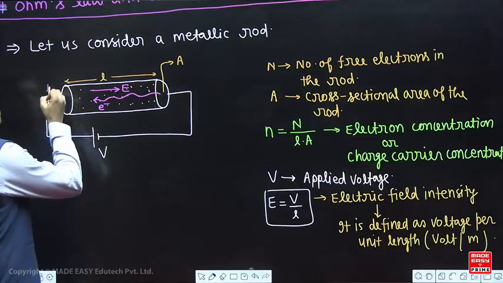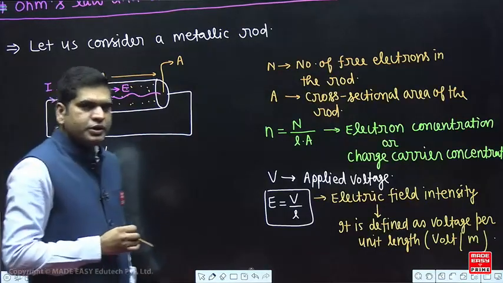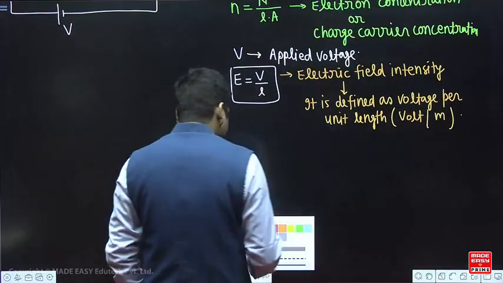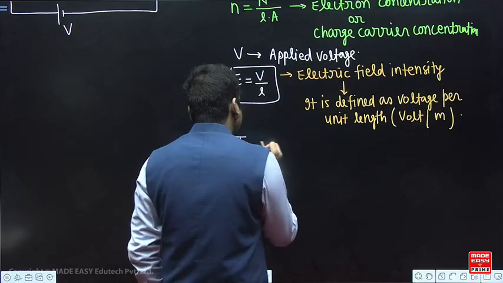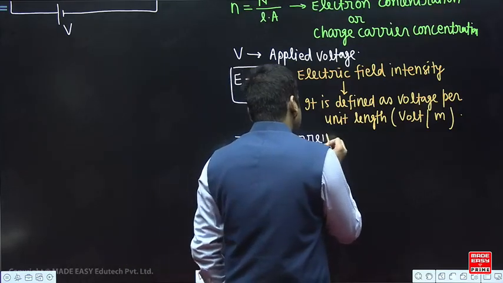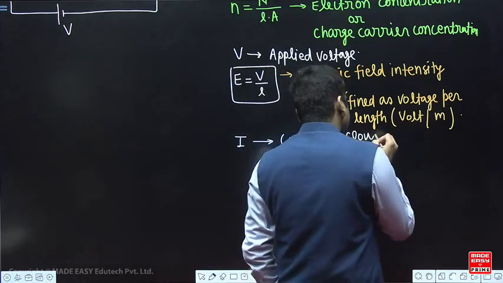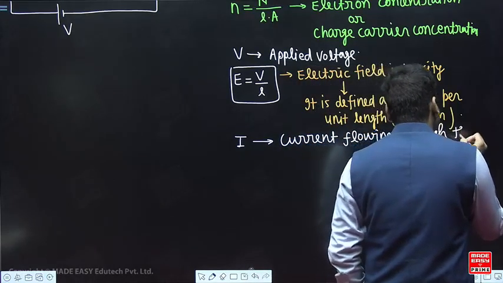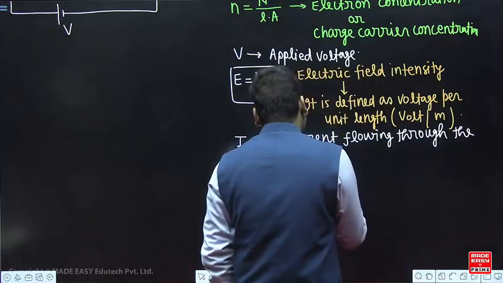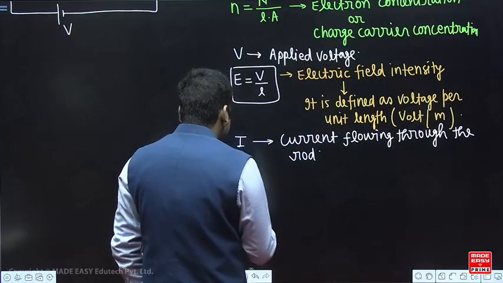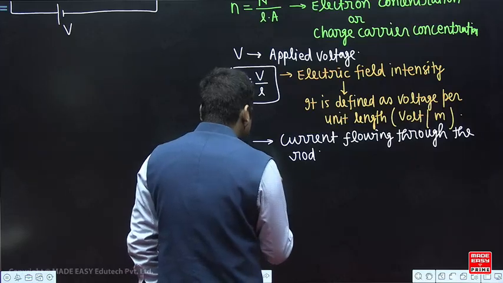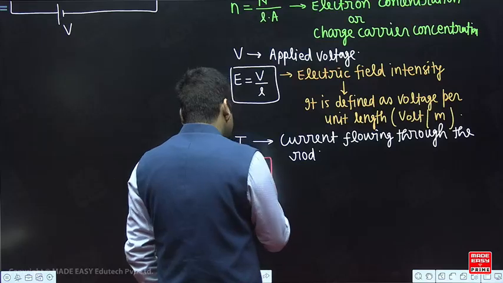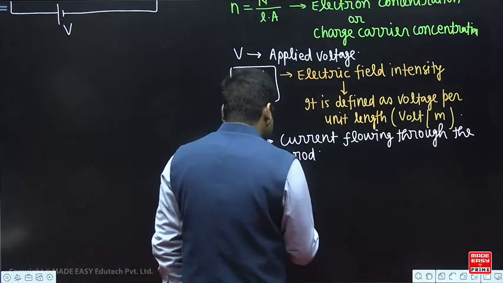When electrons move, they contribute to a current. Current is flowing against the direction of movement of electrons. So, we have I, that is the current flowing through the rod. We define a term J. J is I upon A. So, this I upon A is current density.